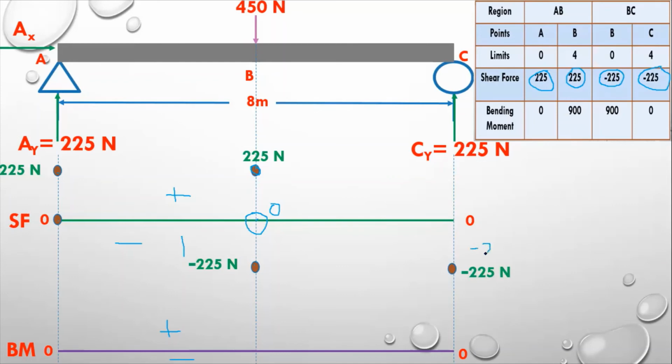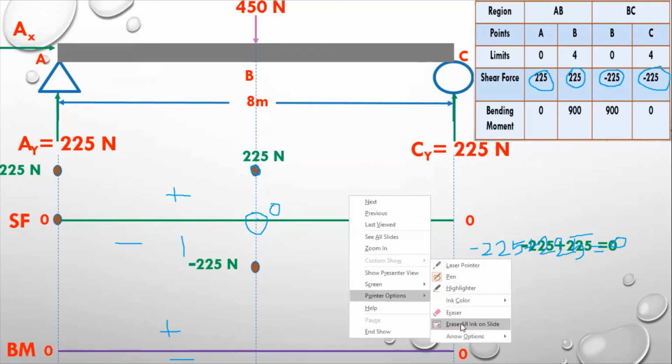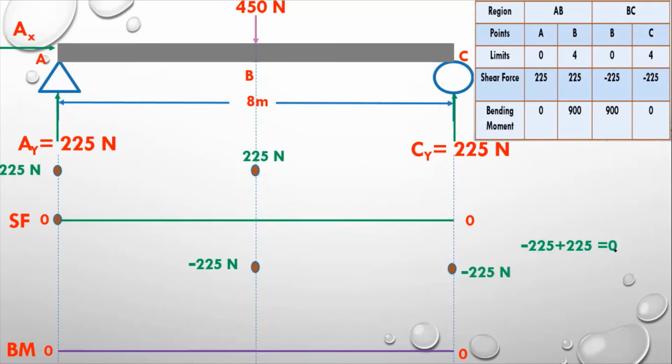When you are taking it minus 225 Newton, so what you have to do, minus 225 plus 225 Newton. Where does it come from? Plus 225, this upward force, upward support reaction, that is positive 225. When we add it, it will become 0. So you can see here, let me rub the slide. So this will come minus 225 plus 225 equals 0. So the last value should be 0 here.